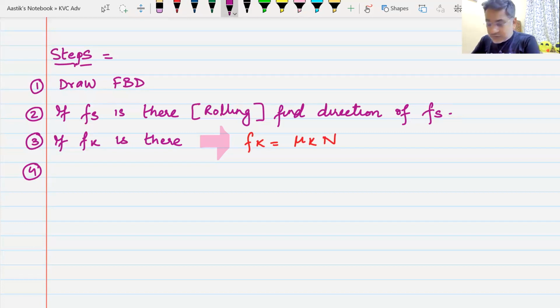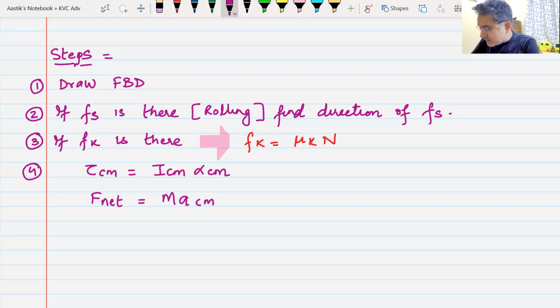Number 4, you can apply torque about the center of mass is equal to I about the center of mass into alpha about the center of mass. Yes or no? Yes, sir. You can write net F on the body will be equal to m into acceleration of the center of mass. Yes or no? Yes, sir.